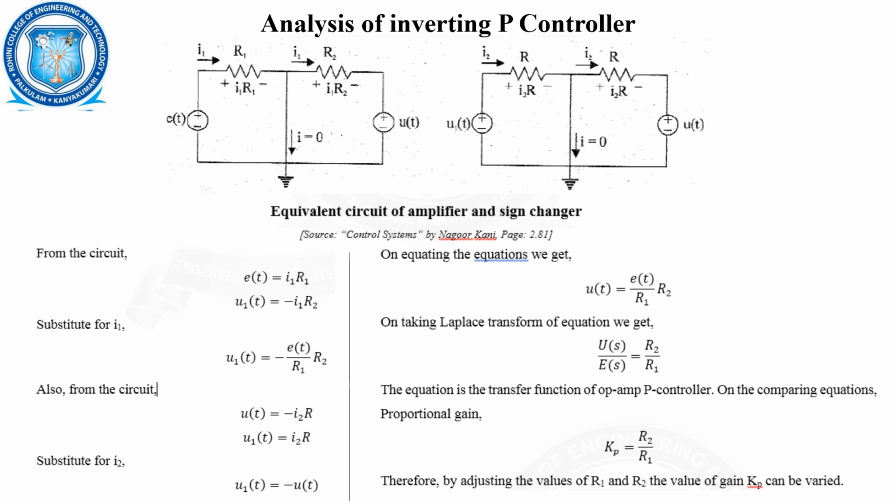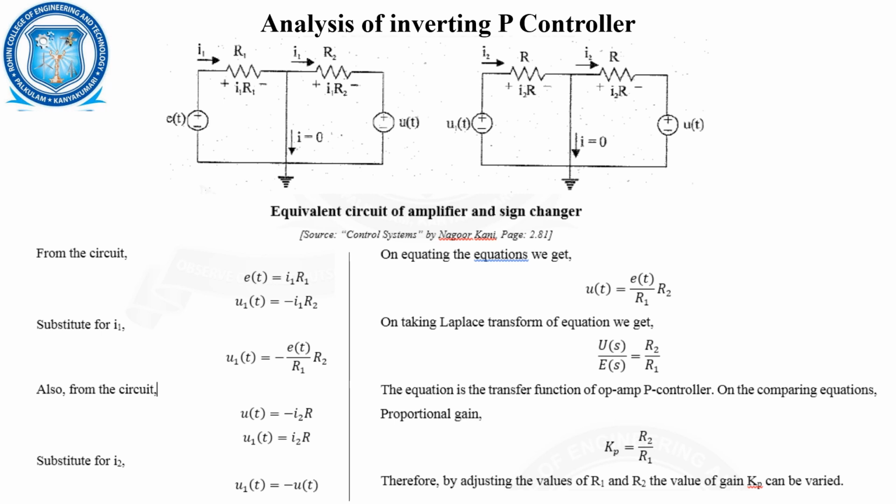Also, we come to know about the second mesh, the sign changer, as U of t is equal to minus I2 into R, and U1 of t is equal to I2R. With this, we can see that U1 of t is equal to minus U of t, just a sign changer, that's all. So let us substitute this U1 of t is equal to minus U of t here. When we substitute, the negative signs get cancelled, and we'll get U of t is equal to E of t into R2 divided by R1.